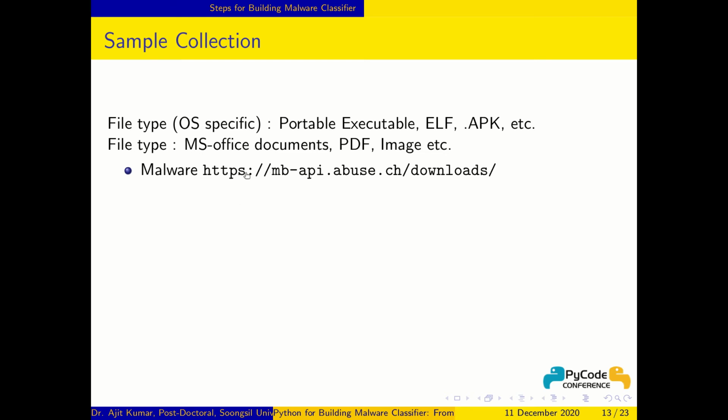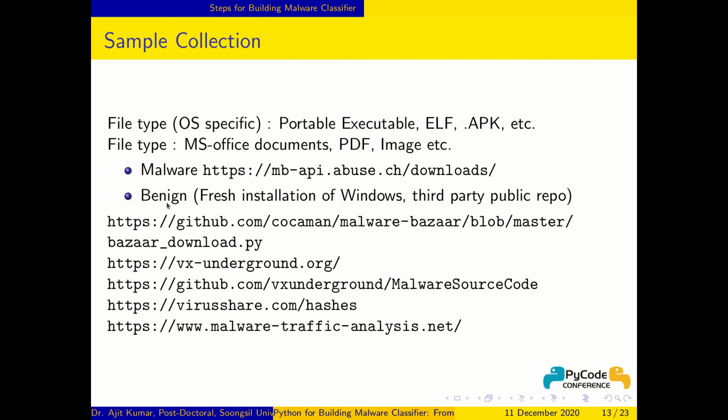So now for malware samples, we can collect from many sources like abuse.ch, that is one of the distributors or public repositories for improving research, and there you can download samples. Or you can get fresh benign programs: you can install a fresh Windows, and without doing anything, you take all the exe and PE file format, or you can also download from third party public repositories. So there are many sources, and we'll be going one by one.